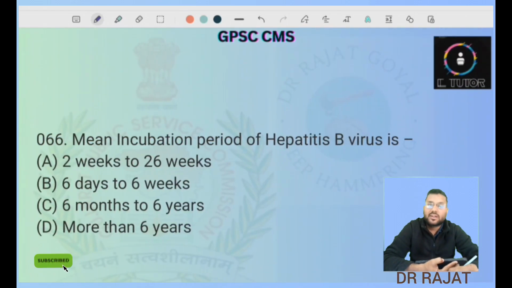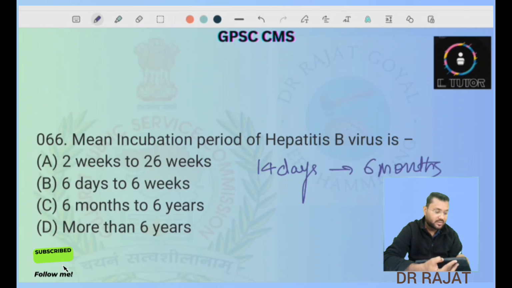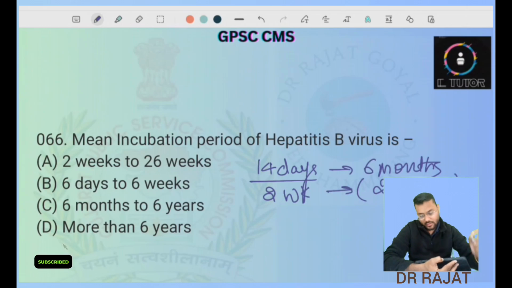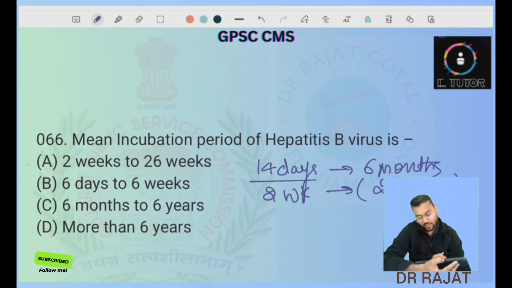Mean incubation period of hepatitis B virus is, so we know that hepatitis B virus incubation period varies from 14 days to 6 months, which is about 24 weeks. So from 2 weeks to 24 weeks. So here the best answer will be option A, which is 2 weeks to 26 weeks. Mean incubation period of hepatitis B will be 2 weeks to 26 weeks.